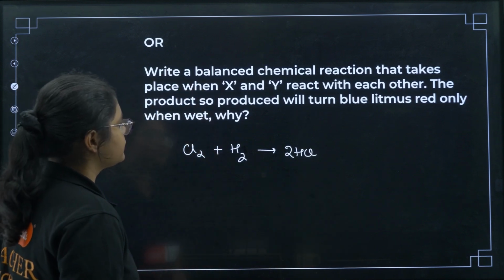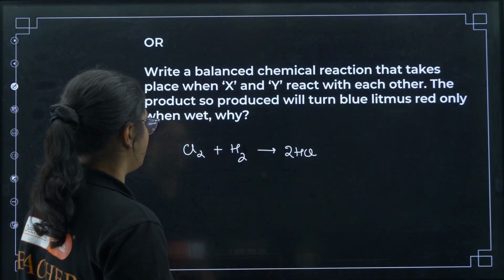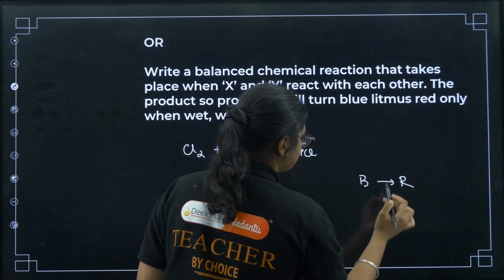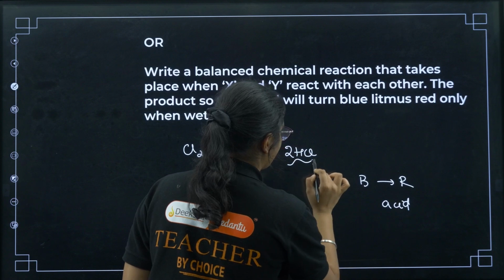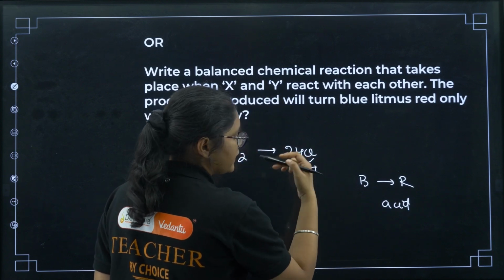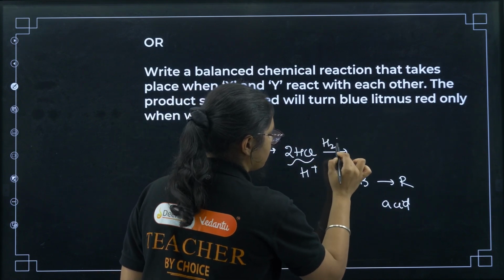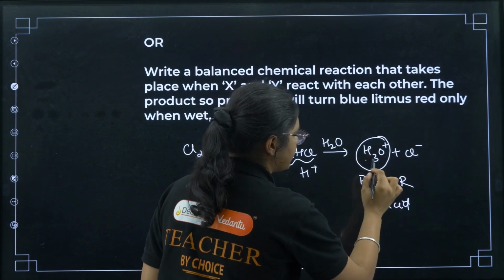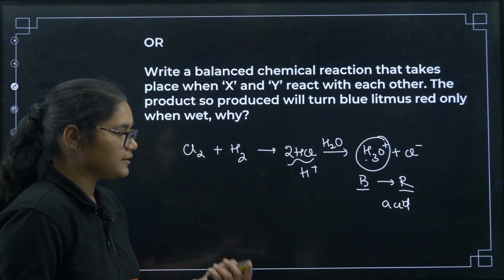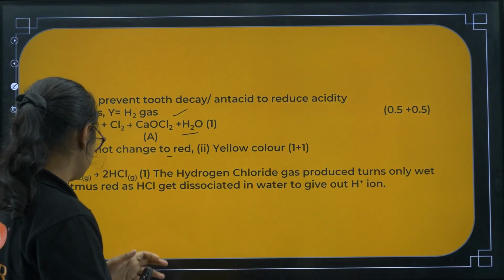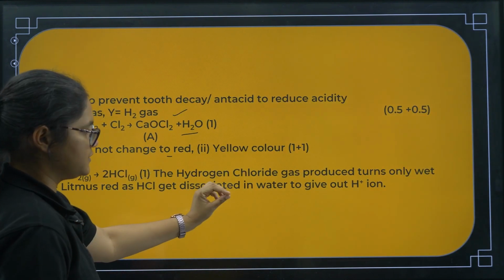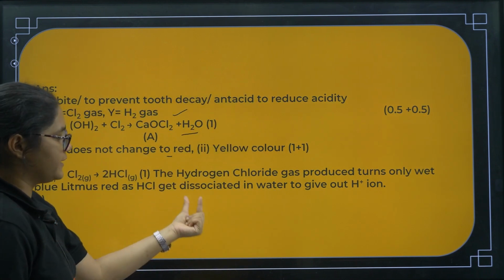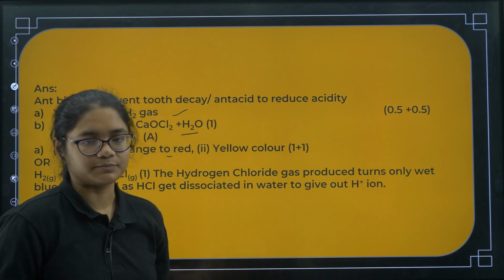Okay, the product so produced will turn blue litmus red only when wet. Why? So you know, blue litmus to red, that will change by acids, right? But we need to get H plus ions from this, and HCl will give you H plus when it is in presence of water. You will get H3O plus ions and Cl minus ions, and these ions can convert the blue litmus to red. So that is why it has to be moist, right? So that is here. The hydrogen chloride gas produced turns only the wet blue litmus red as HCl gets dissociated in water to give out the H plus ions.